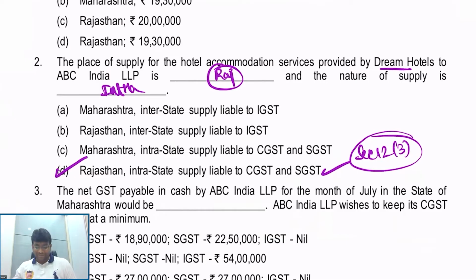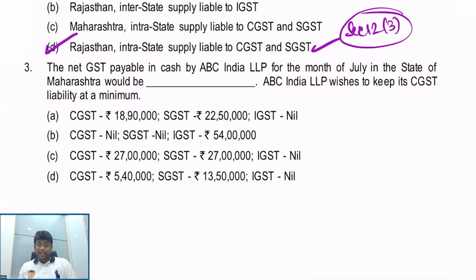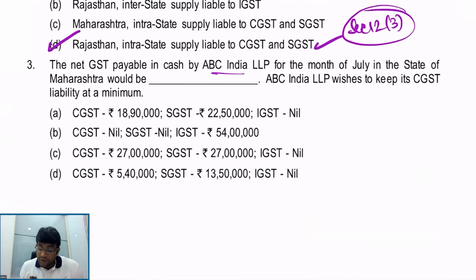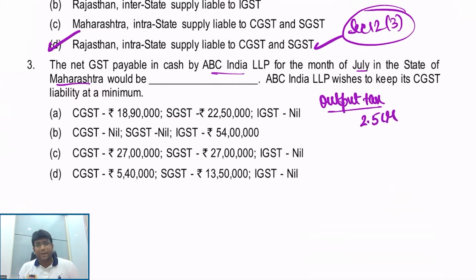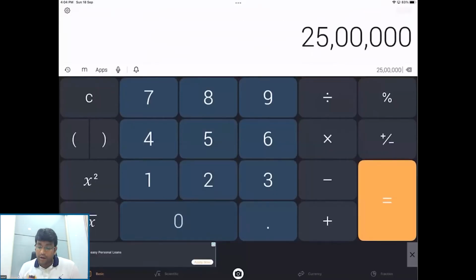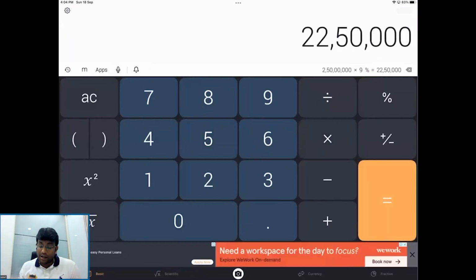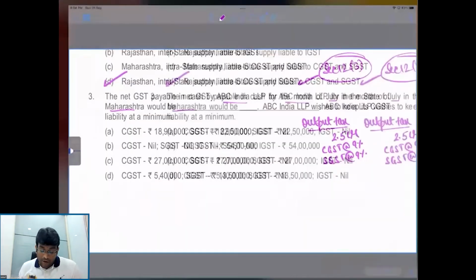Third point. Net GST payable in cash by ABC India LLP for the month of July in the state of Maharashtra would be what? When I talk about the month of July, my dear friends, you have to understand one point very clearly. We are talking about the month of July. So, for July, output tax will be calculated only on 2.5 crores. Obviously, for a simple reason, because on 50 lakhs, we would already have paid tax in June itself. How much is that? 2 crore 50 lakh into 9%, which is coming to 22 lakhs 50,000.